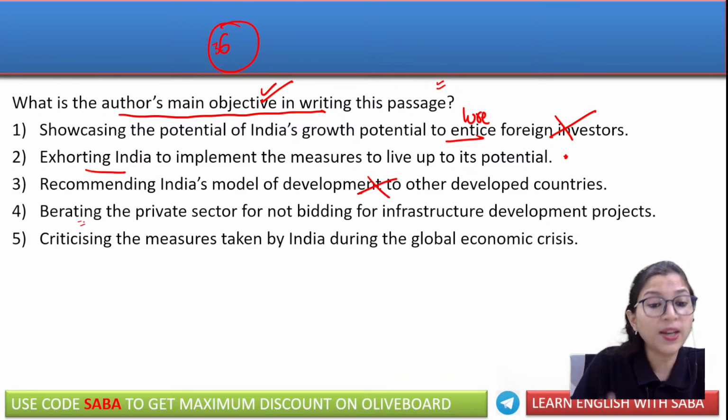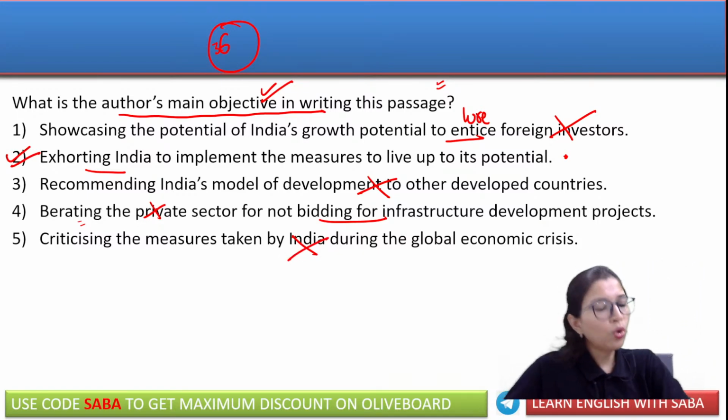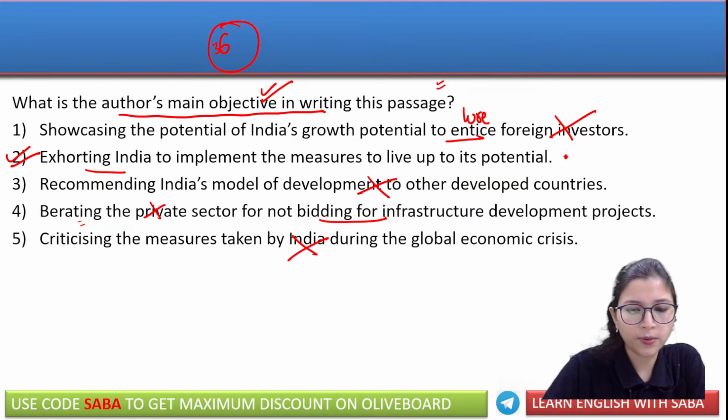Berating, basically we call condemning, the private sector for not bidding for infrastructure. No, the author is not condemning the private sector. It cannot be fourth. Okay. Criticizing the measures taken by India. No, not at all. Yes, it is exhorting India to implement the measures to live up to its potential. So yes, second is the correct answer. Absolutely correct.